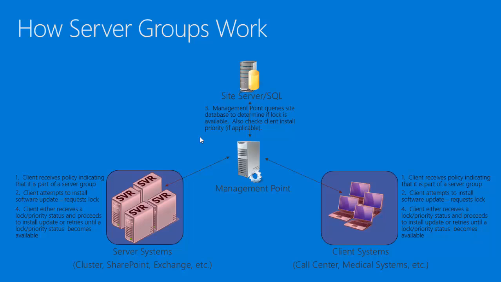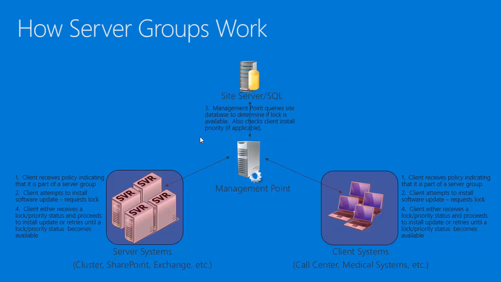So the way this works is you're going to enable a system to be a part of a server group. That fact is going to be communicated down to the client through policy. It's going to know that it is now part of a server group, right? Once it's part of the server group, and again, steps 1, 2, and 4 are the same for servers and clients, the client's going to know, hey, I've got an update at some point. It's going to try to install that update. And before it's able to proceed with the install of the update, it's going to request a lock be configured or check to see if there's a lock available for it to proceed with the update.